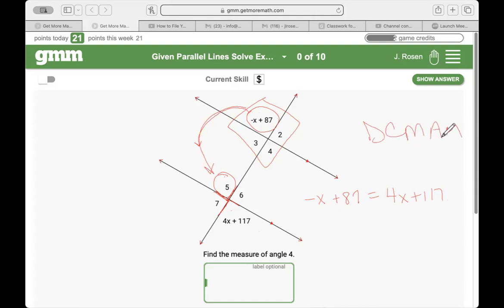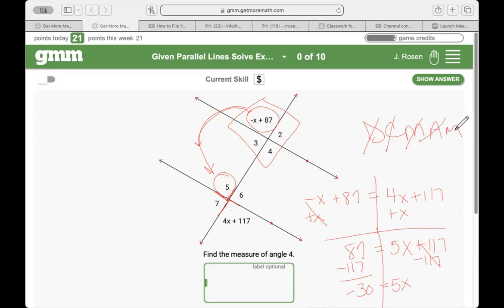Yay! Don't call me after midnight. There's no distribution. I cannot combine anything on the left, cannot combine anything on the right. Move the smaller variable. So negative x is my smaller variable, means we're going to add x. So that gets us 87 equals 5x plus 117. And then we're going to get rid of the addition or subtraction by the variable. So we're going to subtract 117. So that's going to get us 87 minus 117. Let's see, 87 minus 117 equals negative 30.